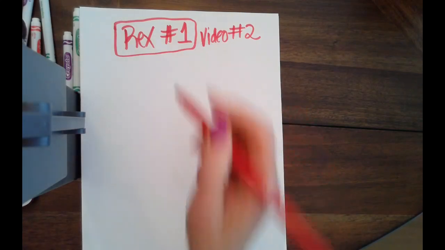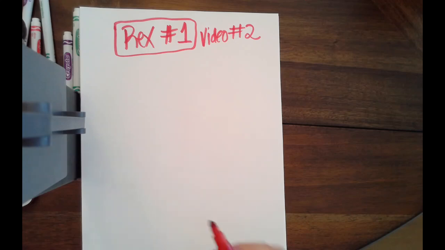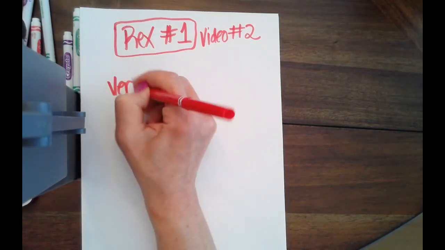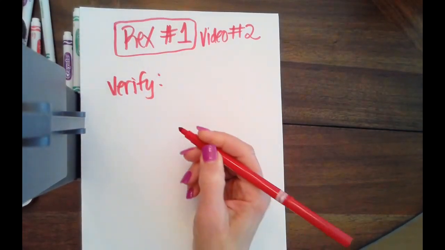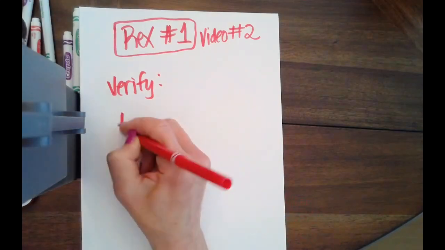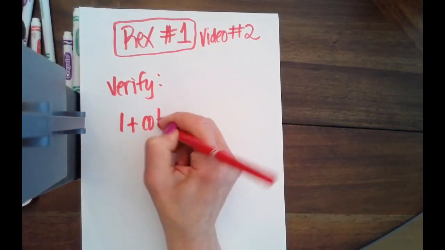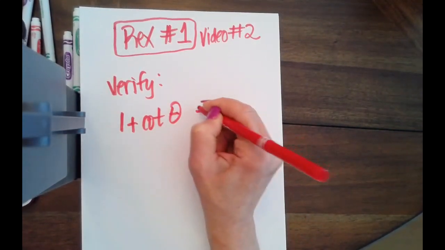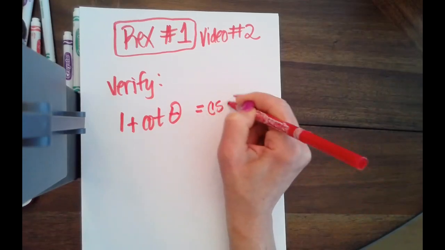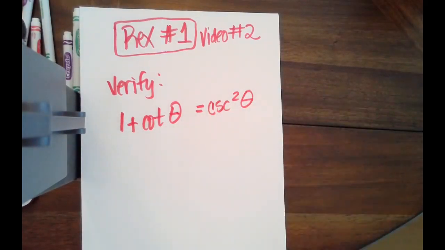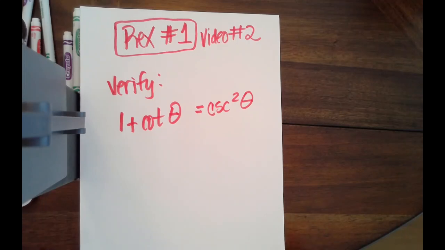All right, this is example number 1. You might see something like this, verify. Okay, so I'm going to start with 1 plus the cotangent of theta is equal to cosecant squared of theta. Note, if your problem on your problem set sheet uses x as your angle, you can keep it as x or you can change it to theta. I always resort to theta just out of habit, but it really doesn't matter, whatever you're okay with.